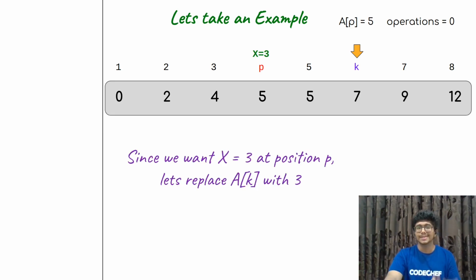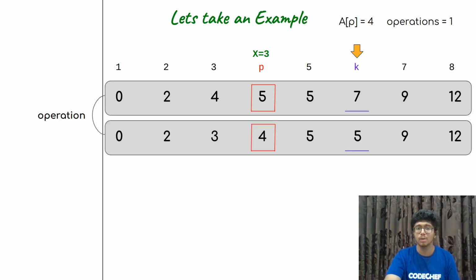Okay, so now let's start off. Let's start off by performing some number of operations. Let's say that I'm replacing the value of a of k, which is 7 at present, with 3. Now why? Because I want 3, right? So let's say I'm performing an operation. If you see the red frame, you see that the value at a of p has changed, right? So I have performed an operation and now I've sorted the array, and this is what we have.